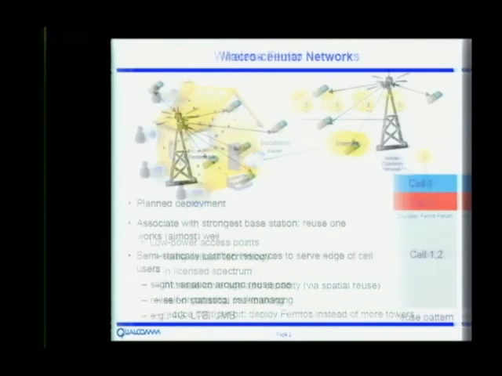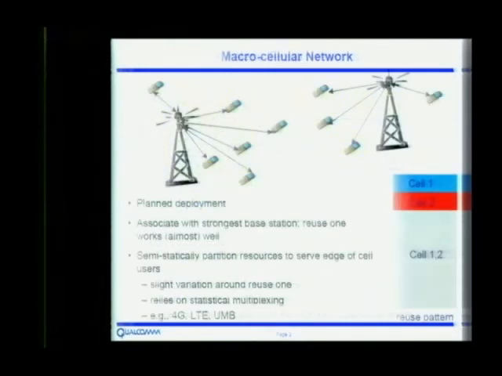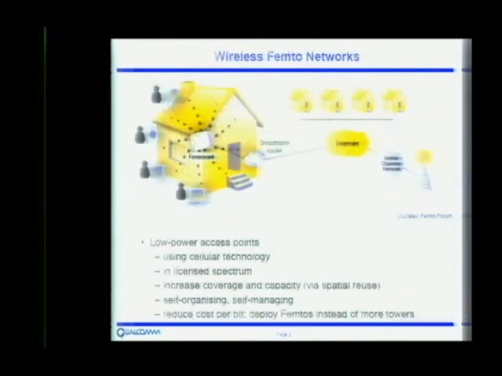This talk is mainly on the technical aspects; I won't be addressing the business aspects. All the links shown there are completely in licensed spectrum, right? At least in the femtocell, everything is licensed spectrum. And this is essentially connected over the internet. The other links are wired.